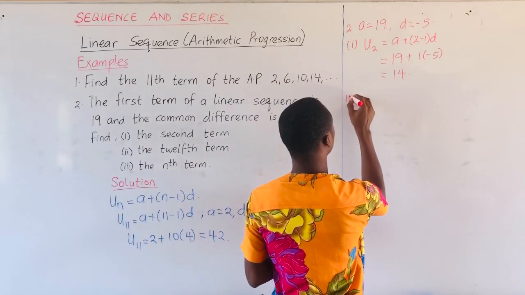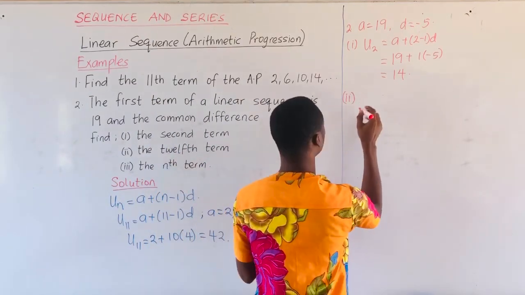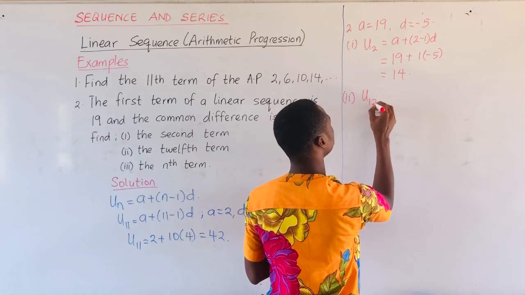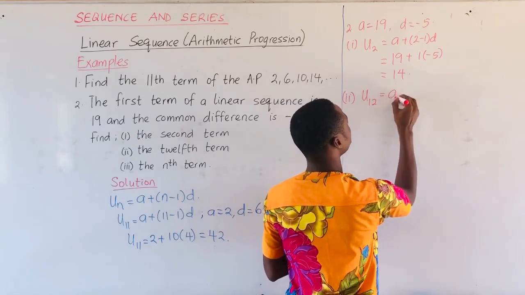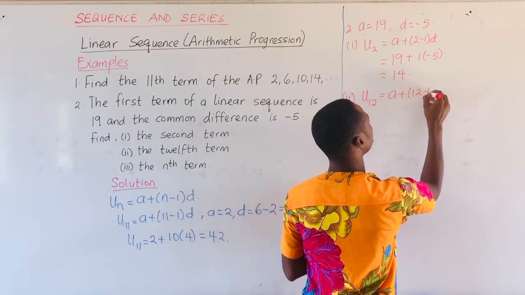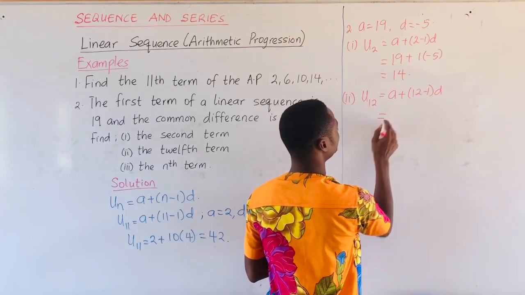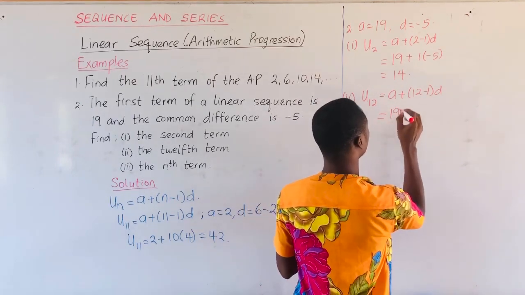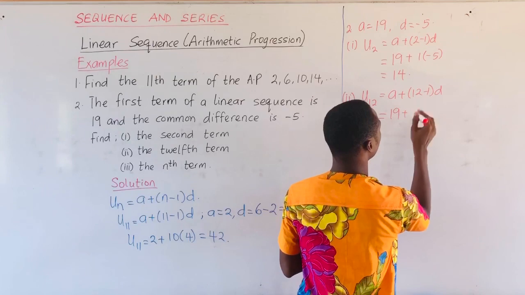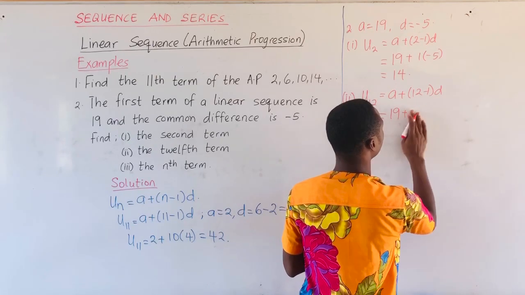Then the next question, we are finding the 12th term, which we call U12. And that is equal to A plus 12 minus 1 times D. A is already given in the question, plus 12 minus 1 is 11.